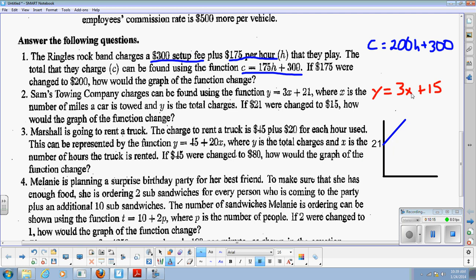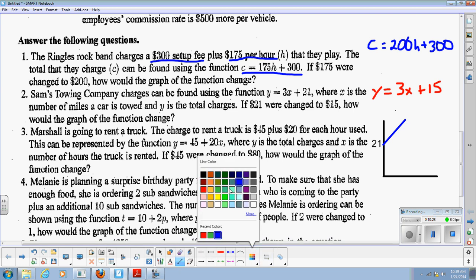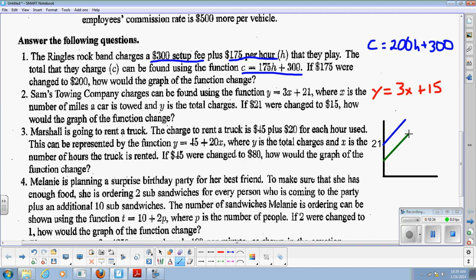Where is 15? Above 21 or below it? That's correct. It is below it. So if you were to look at the graph for the line y equals 3x plus 15, it will start below the 21. It will go up at the same rate, so the two lines will be parallel because they'll have the same slope. This one has 3x plus 21, that one 3x plus 15. They're parallel lines because they're moving up at the same rate. They didn't change the charge for the number of miles, but they changed the starting charge. That means the graph when you change it to 15 starts lower on the y-axis.